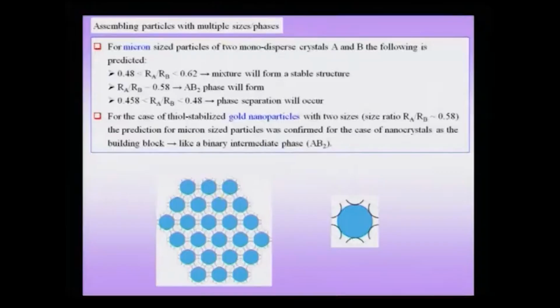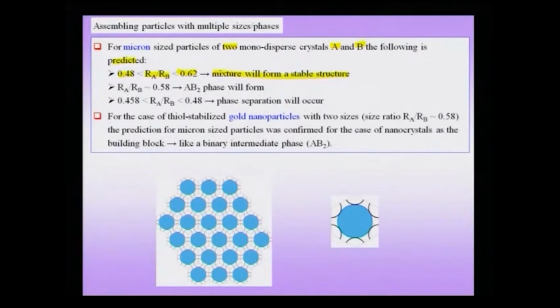Let us continue with the discussion of self assembled ordered nanostructures with assembling particles with multiple sizes or phases. It has been shown that for micron size particles, two size spheres which are labeled A and B, the following was predicted. It was seen that for a size ratio between R A by R B in the range of 0.48 to 0.62, the mixture will form a stable structure.